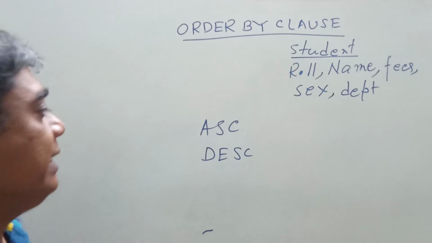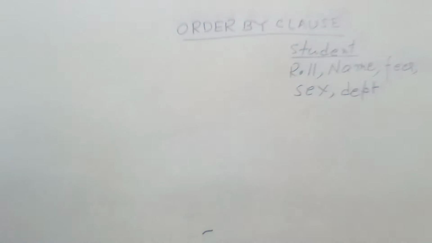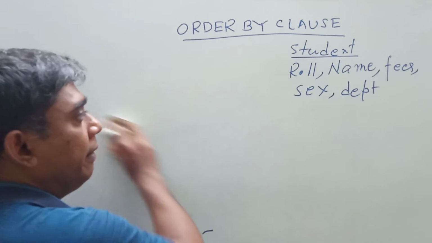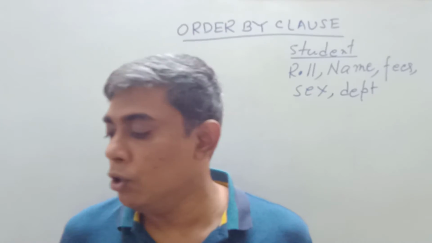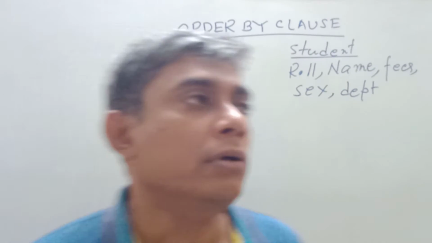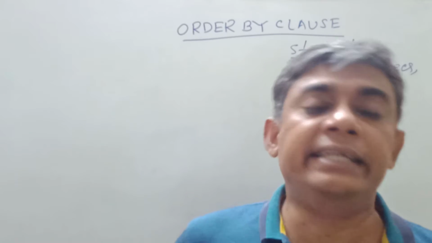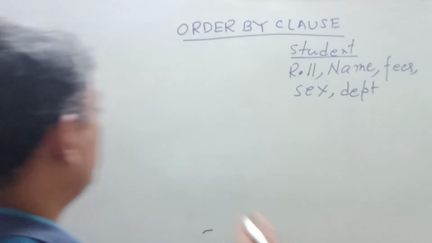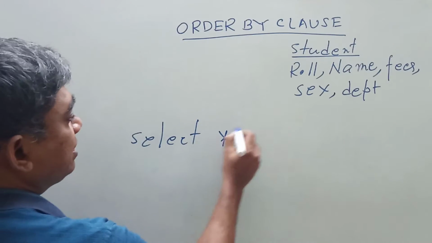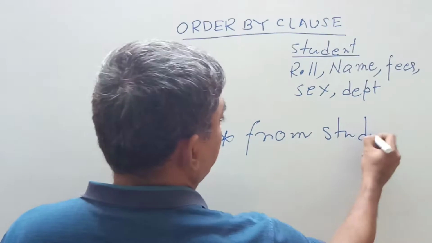Here, there is a table student. It has roll, name, fees, sex, and DPT. Based on the student table, we want to write queries. Suppose there is a question. We want to display the details for all the students. So we have to write select star from student, where the table name is student.